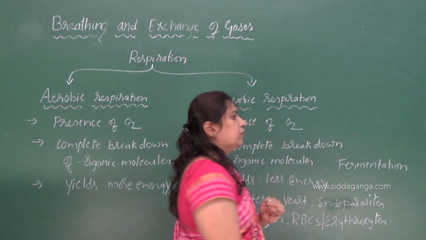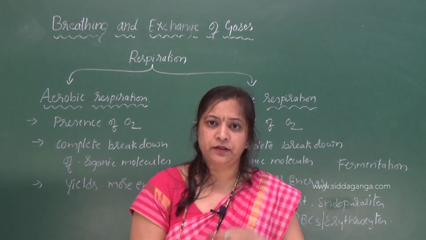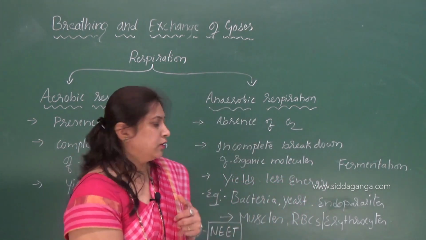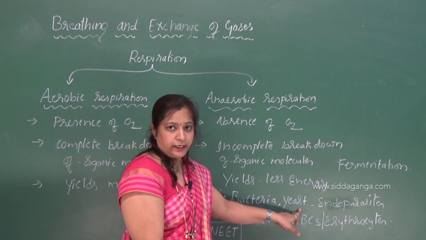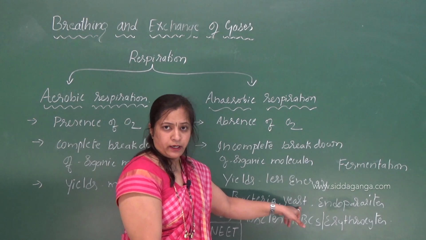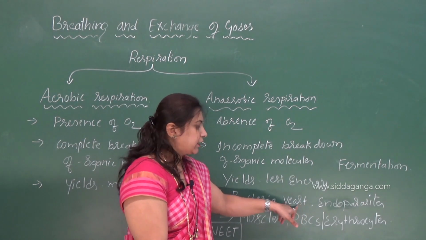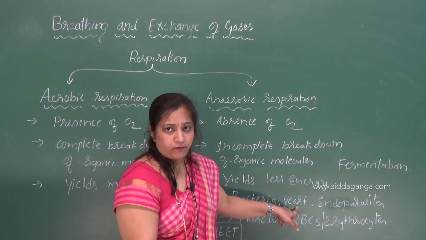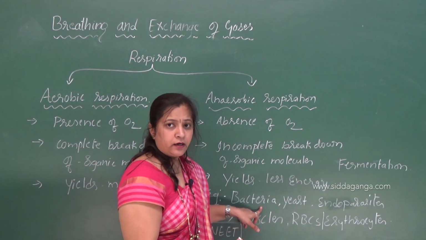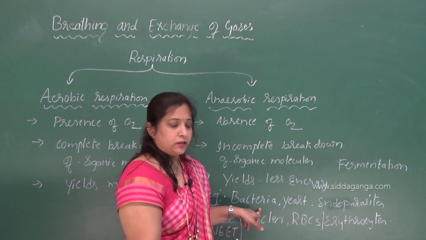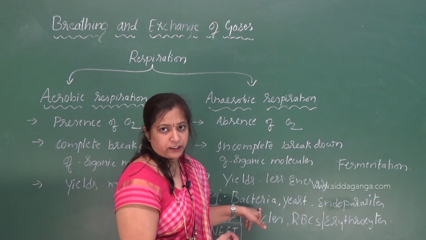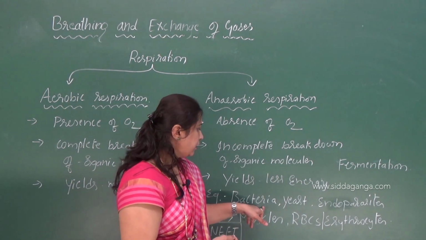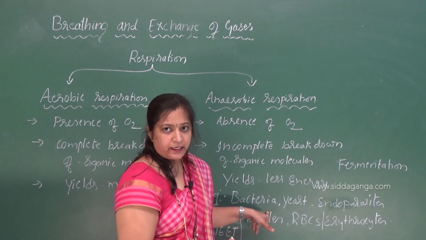So you might have heard of alcoholic fermentation and lactic acid fermentation. Alcohol fermentation occurs in yeast, where the end product formed is ethyl alcohol, so accordingly it is called alcoholic fermentation. And in some bacteria, lactic acid fermentation occurs, where the end product is lactic acid.